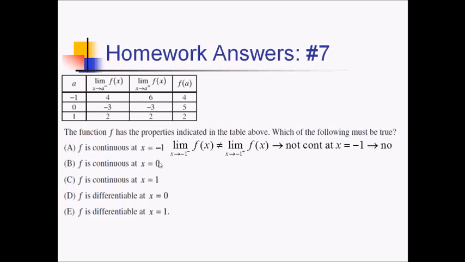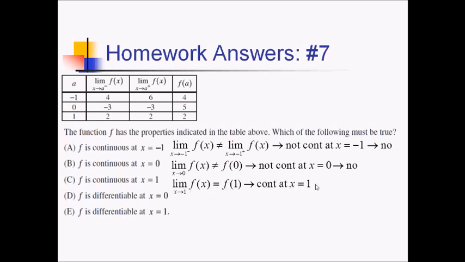Choice B, f is continuous at 0. Well, here the limit exists, it's -3, but the limit at 0 does not equal f of 0, which was 5 instead. So because those don't match up, we're not continuous at x equals 0 either, so that's another no. On to the next one, continuous at 1. Well, here we have a limit that exists, and it matches the function value. So since our limit as x approaches 1 and our f of 1 match up, we can say we're continuous at x equals 1. So that's going to be what we're going to end up picking.